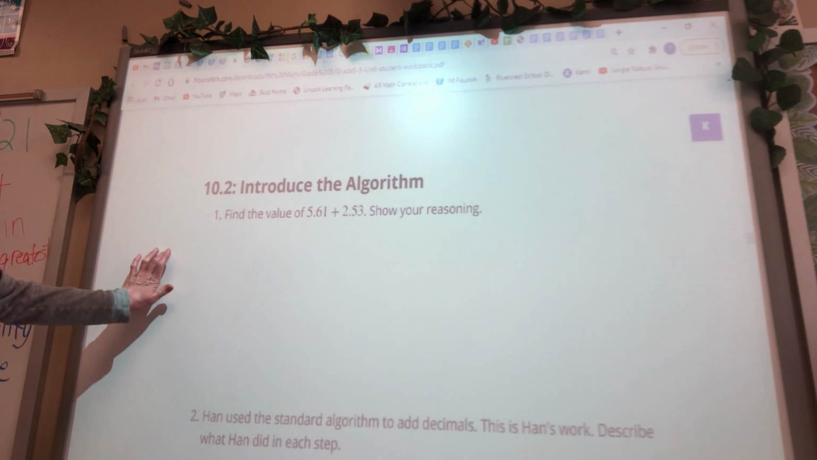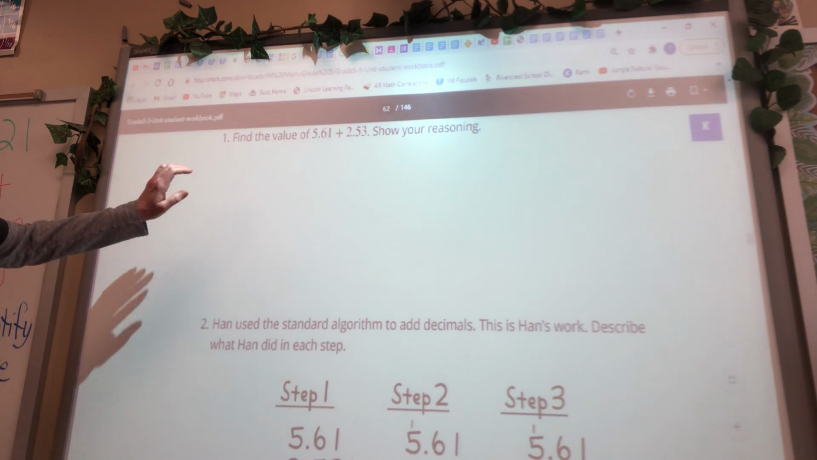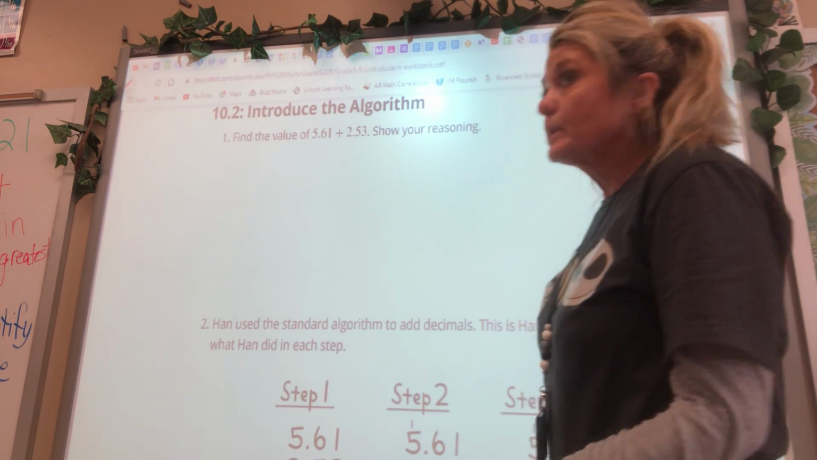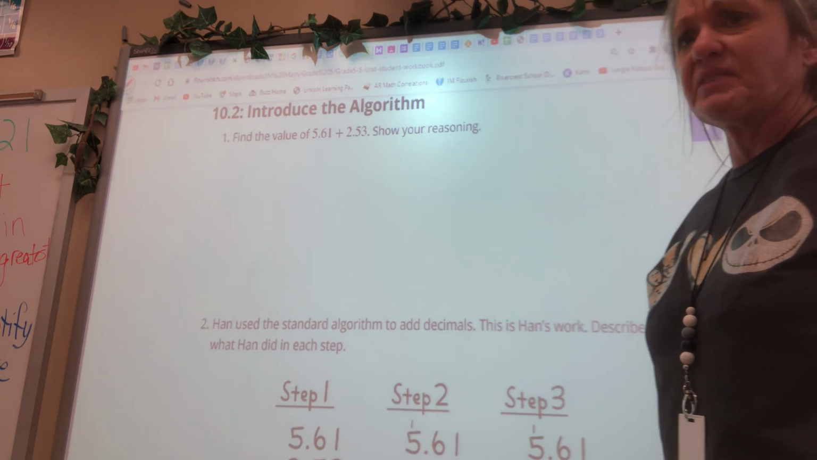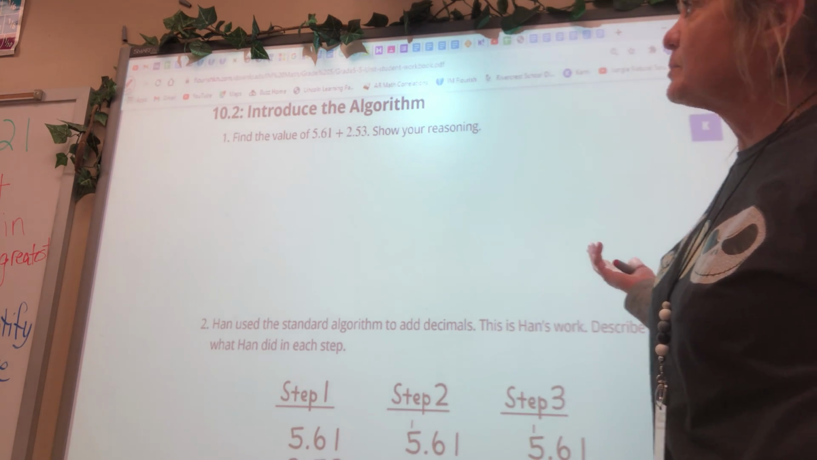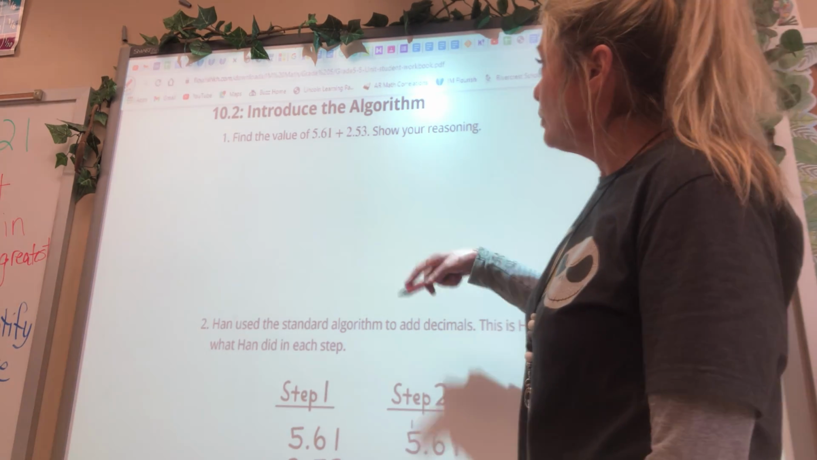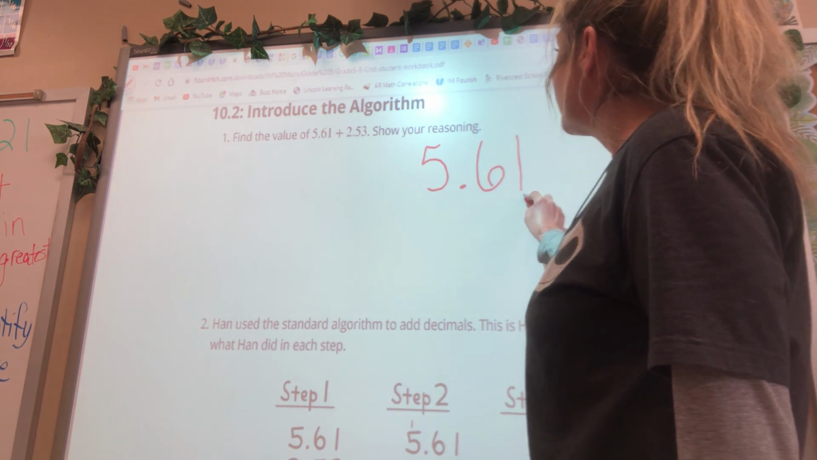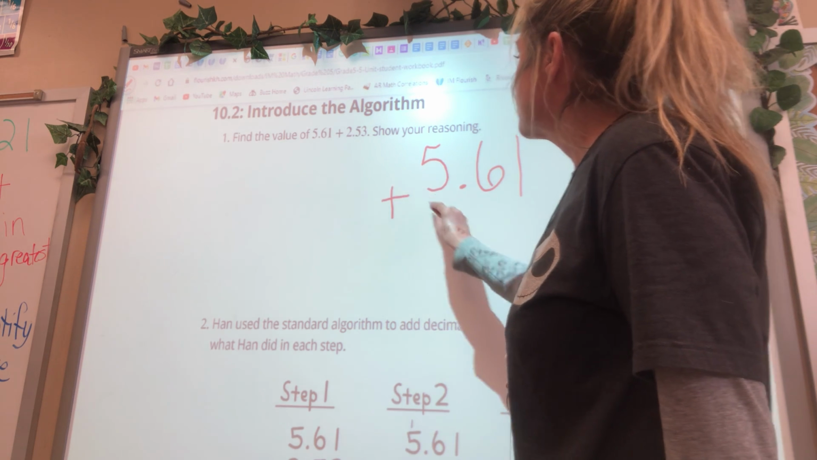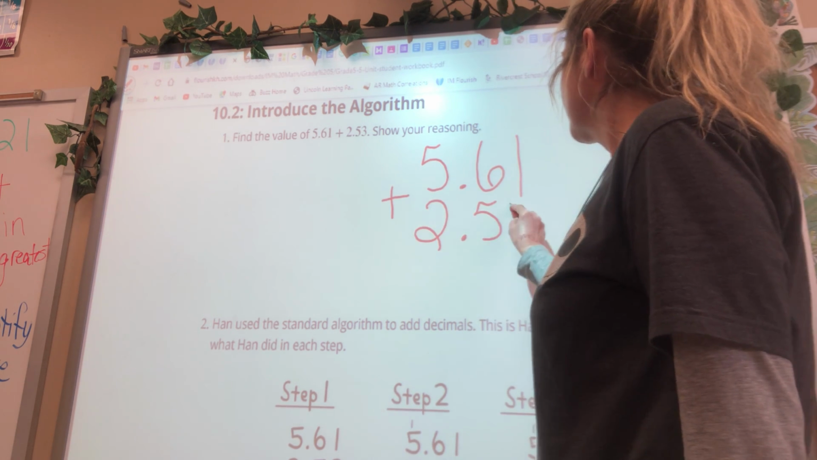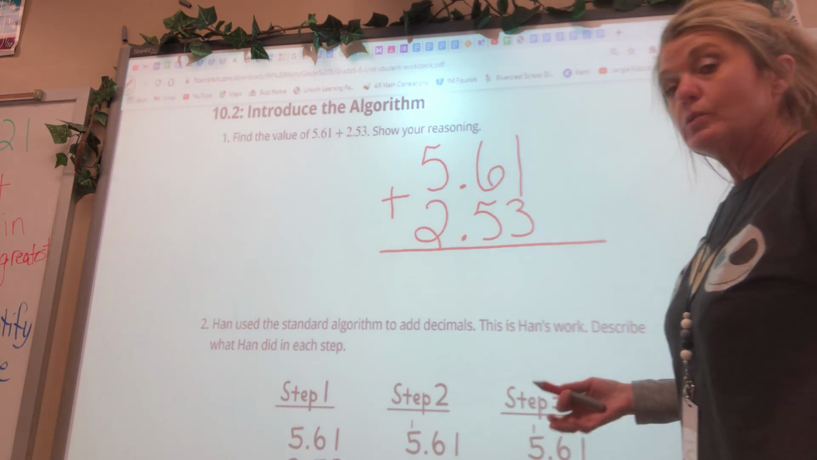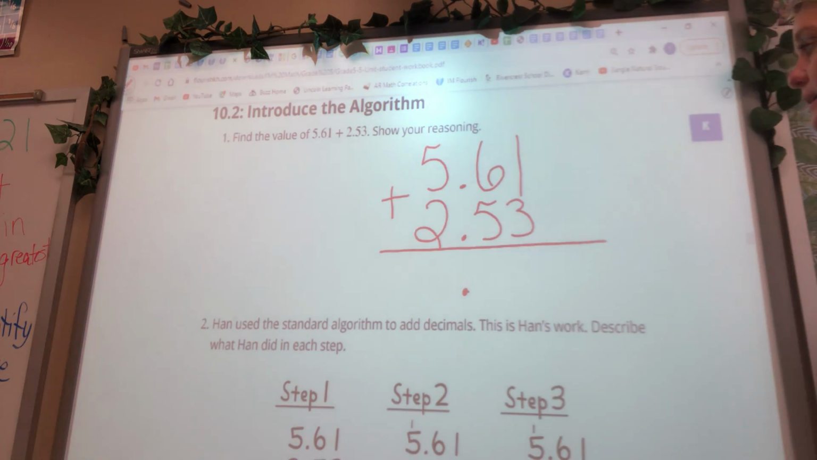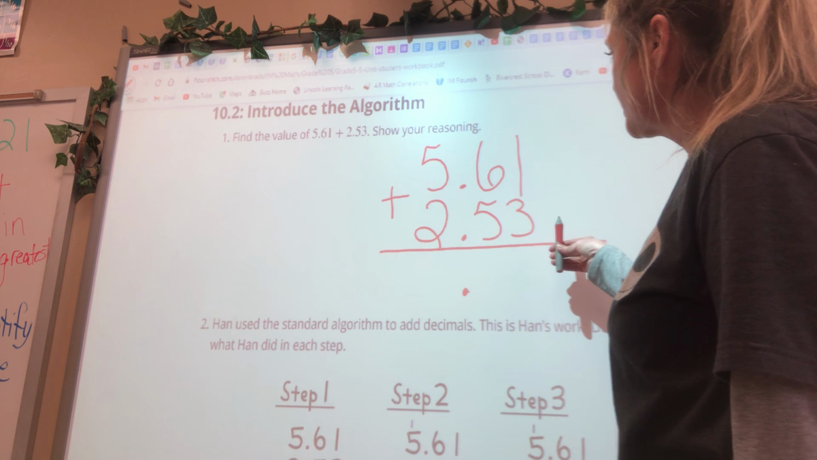Okay, on the next page. Introduce the algorithm. Well, we've already been using the algorithm. Remember when we were multiplying and dividing? Algorithm is just a fancy word for the steps. Introduce the steps. Well, we've already been doing the steps. We know that we have to line that decimal place up before we add. We have to keep the place values in place. And if you want to, you can just go ahead and drop that decimal place down because we know where it's going to go, don't we? It has to stay in line so that we keep our place values separate.